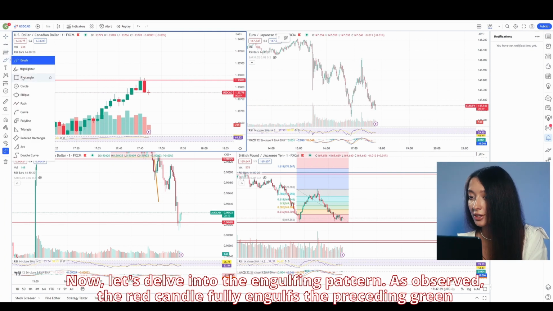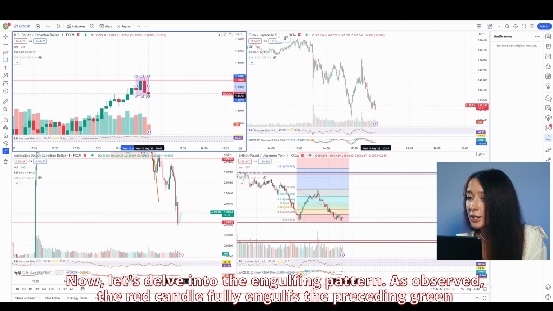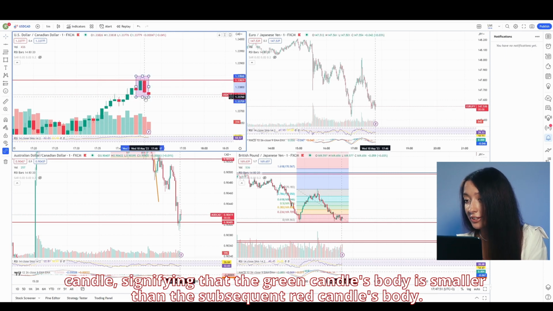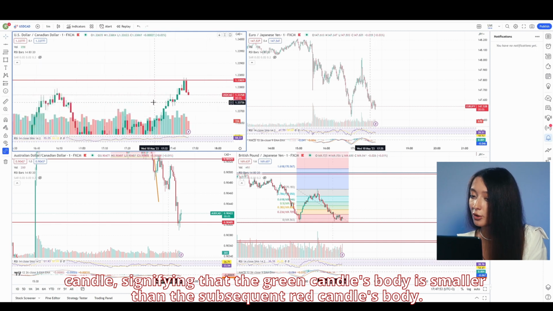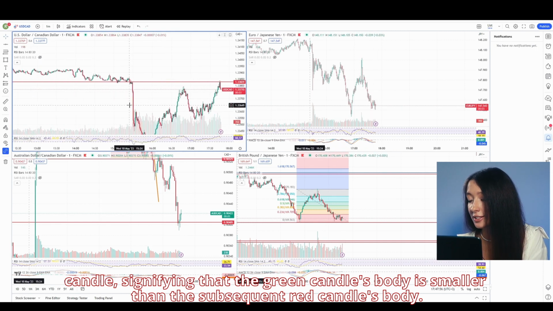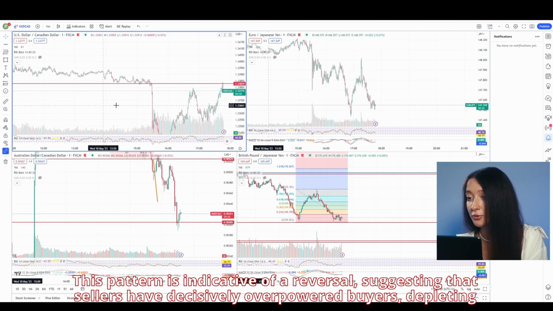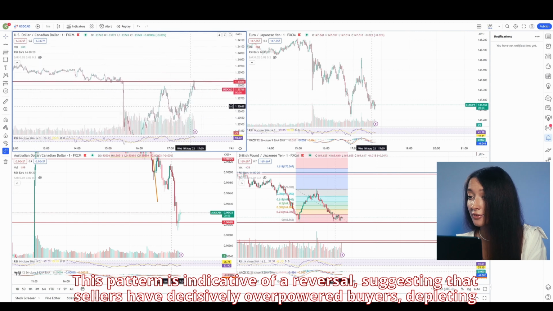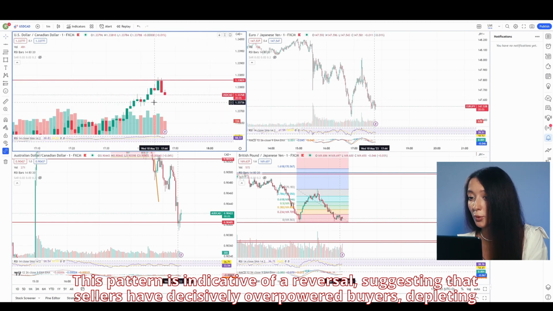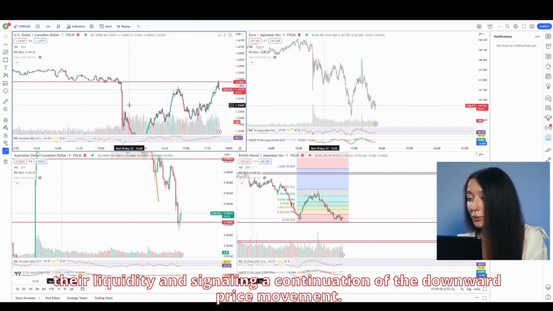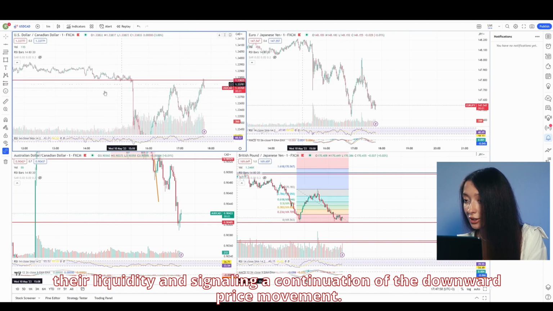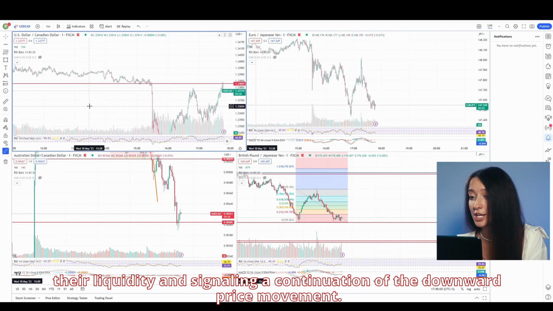Now let's delve into the intriguing pattern. Engulfing pattern. As observed, the red candle fully engulfs the preceding green candle, meaning that the green candle's body is smaller than the subsequent red candle's body. This pattern is indicative of a reversal, suggesting that the sellers have overpowered the buyers, depleting their liquidity and signaling the continuity of the downward price movement.